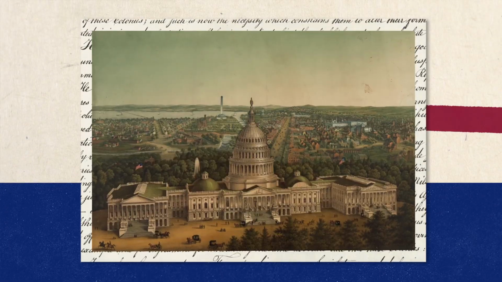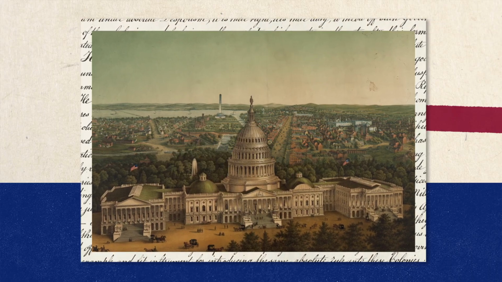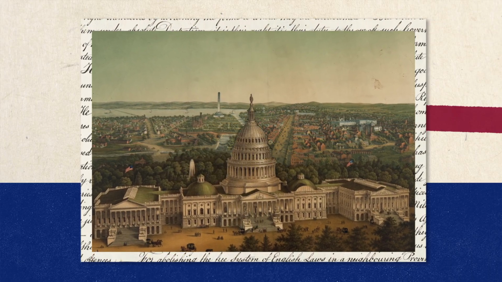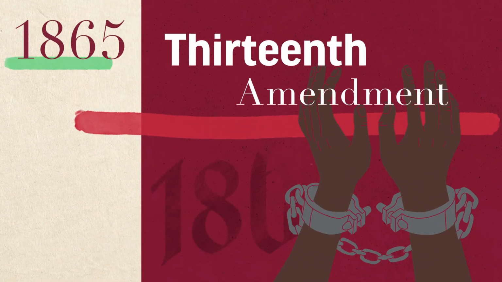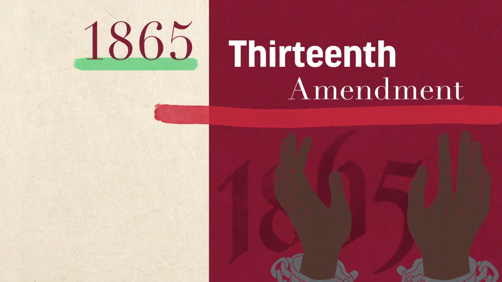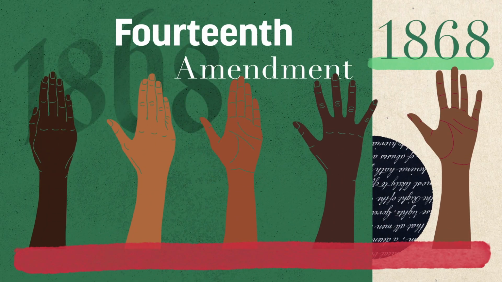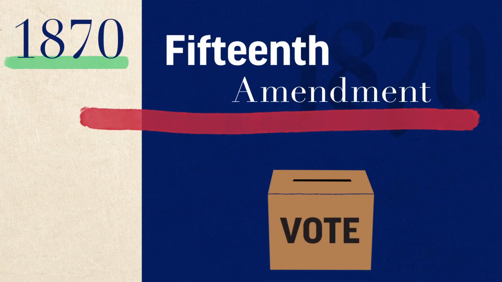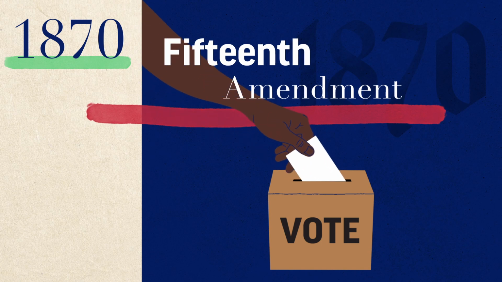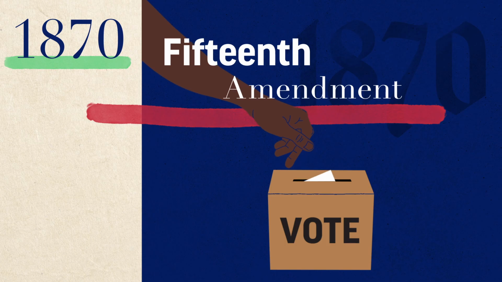When the United States emerged from the Civil War, national solutions took center stage. The 13th Amendment abolished slavery. The 14th Amendment barred racial discrimination by the states. And the 15th Amendment gave citizens the right to vote regardless of race.